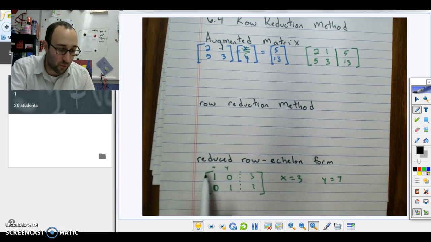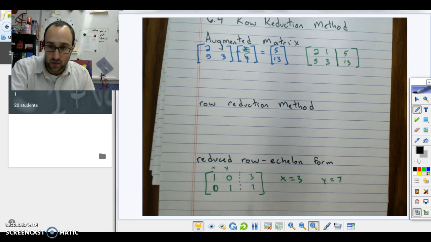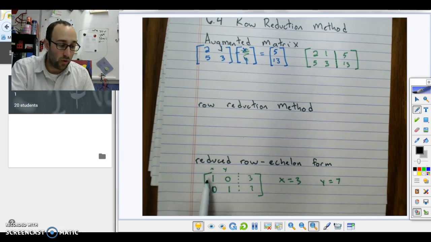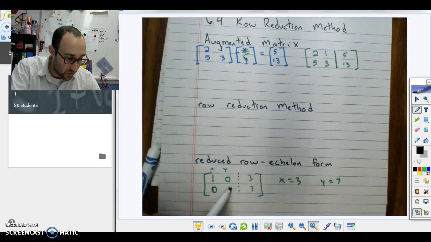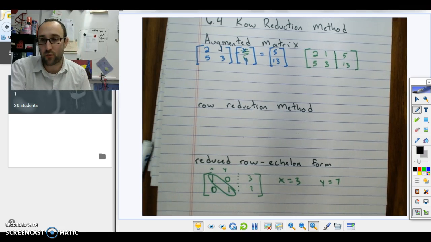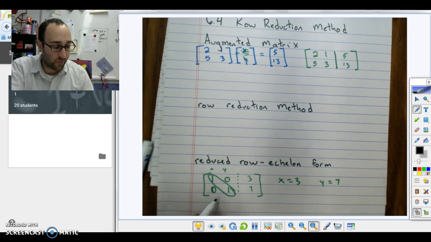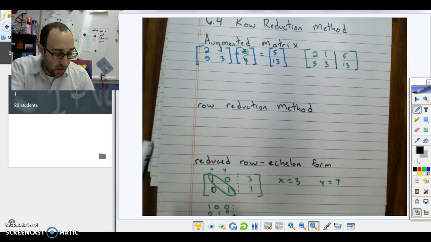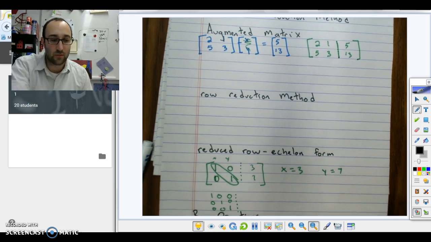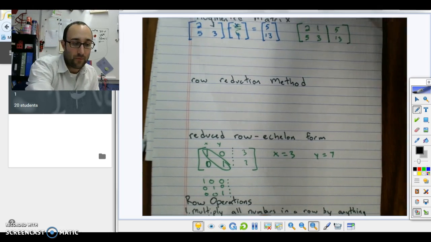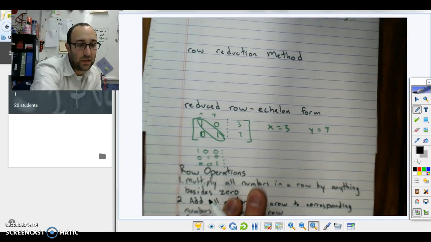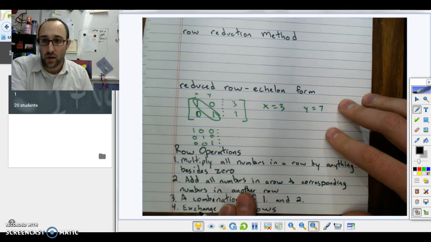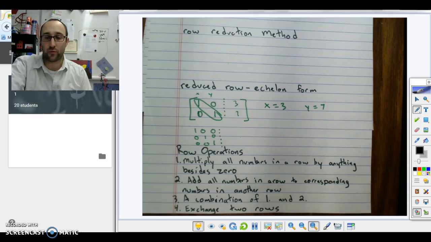Reduced row echelon form is in this form. So that means it is ones along the main diagonal this way and zeros everywhere else. So if we had a system of 3, it'd be 1, 0, 0, 0, 1, 0, 0, 0, 1, and then we'd have our separation, and then we'd have some numbers after that. All right, so here are the things you can do with rows.